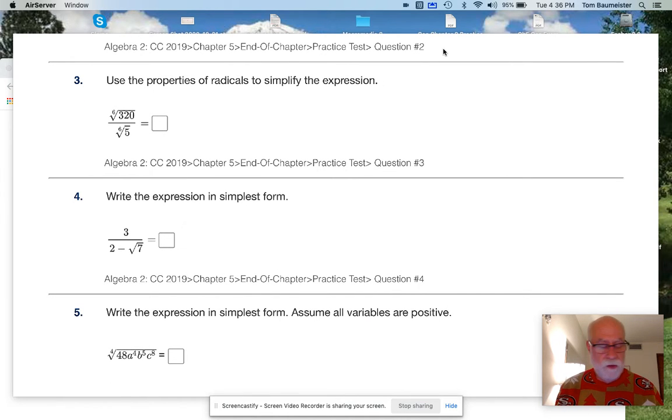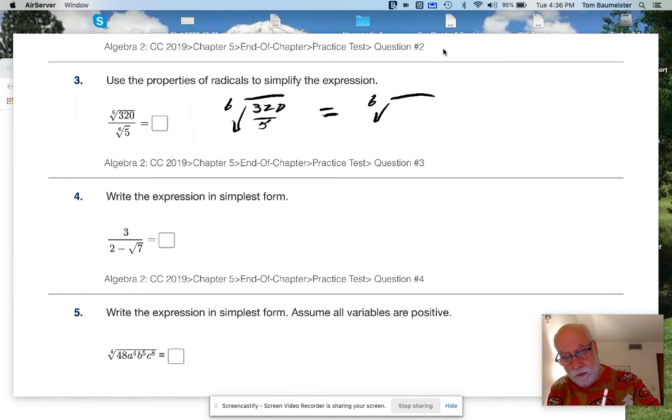All right, so use the properties of radicals to simplify the expression. Remember, on ones like this, if they both have a 6, the first thing I would try would be to take the 6th root of 320 divided by 5. Because remember, if they're apart, I can bring them back together. The 320 divided by 5 gives us 64. And then the 6th root of 64 is actually 2. And again, after a while, ladies and gentlemen, you'll start recognizing some of these.